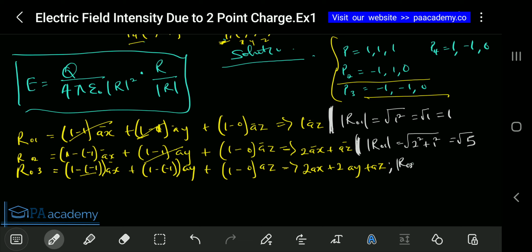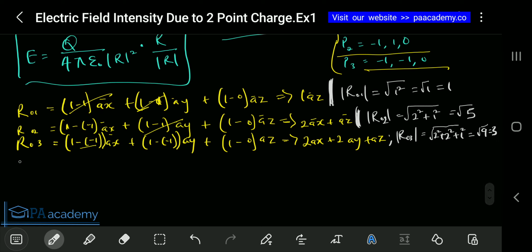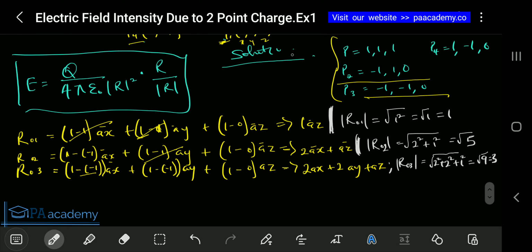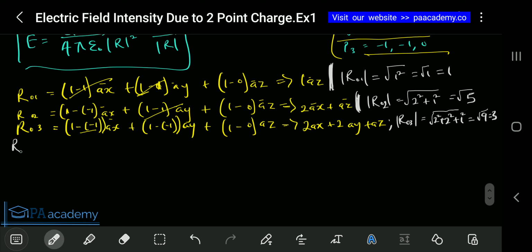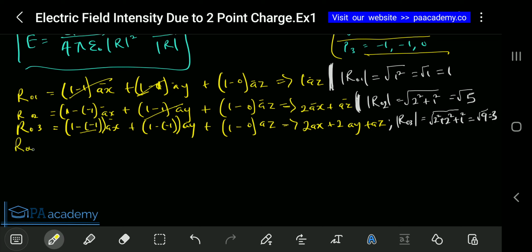So R03, this should be R03. Okay, so this will be 2 raised to power 2 plus 2 raised to power 2 plus 1 raised to power 2, and that will give us the square root of 9, and that's 3. Okay, so I hope you can still see that. All right, so now let's do the last one, which is R04. All of this calculation I'm doing is actually part of the solution, so don't think that you can just decide to skip it and go straight to your answer.